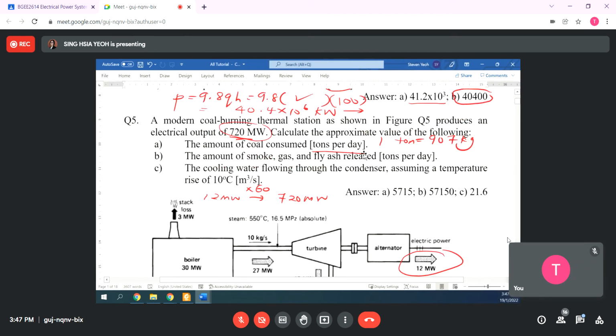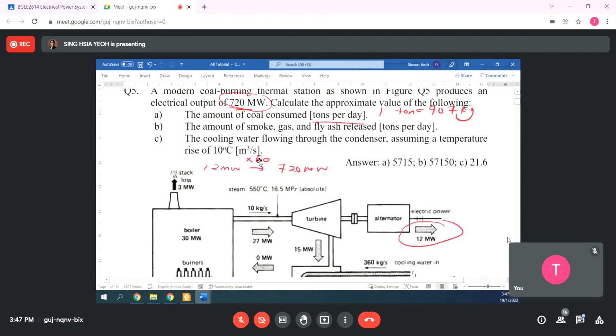Oh, okay. No worry about that, Nicholas. We just use 907 kg here. So if this kind of question is in the exam or test, I will tell you how many kg that I want, in order to reduce confusion.